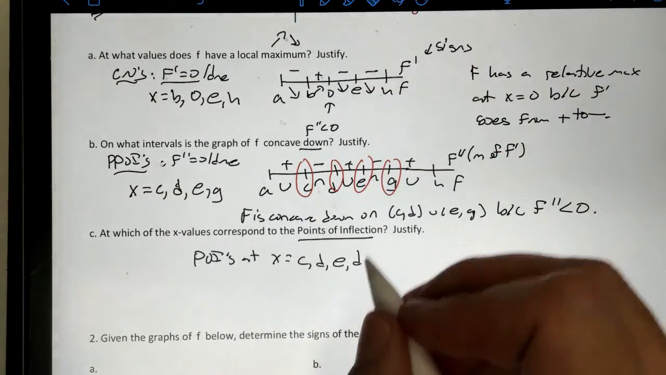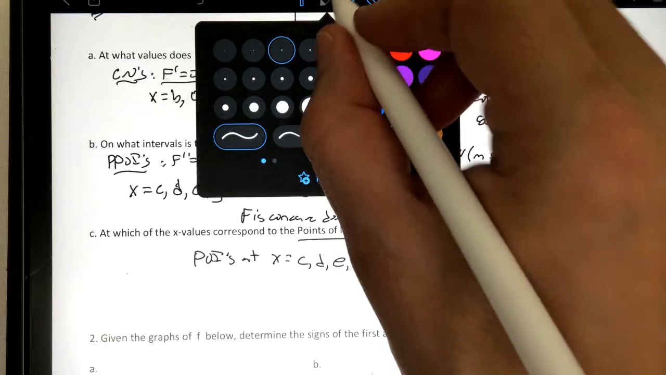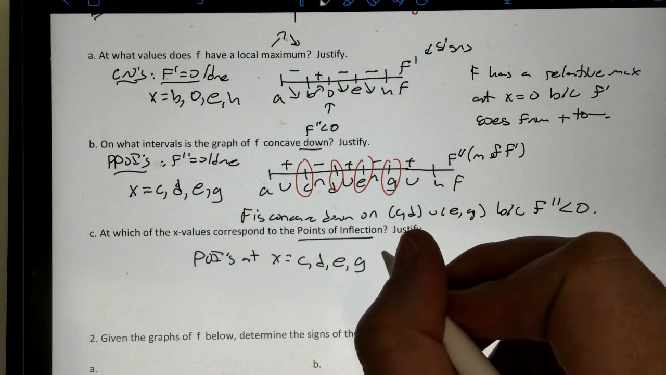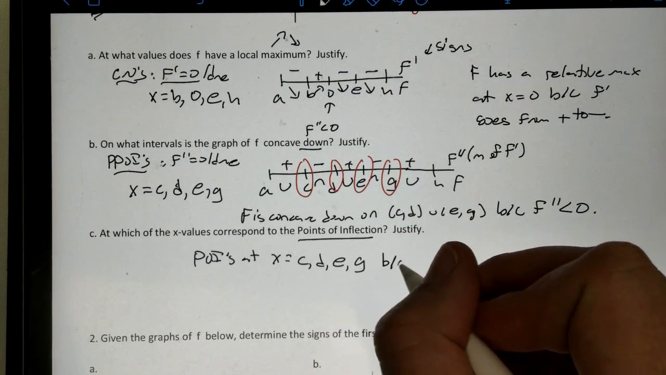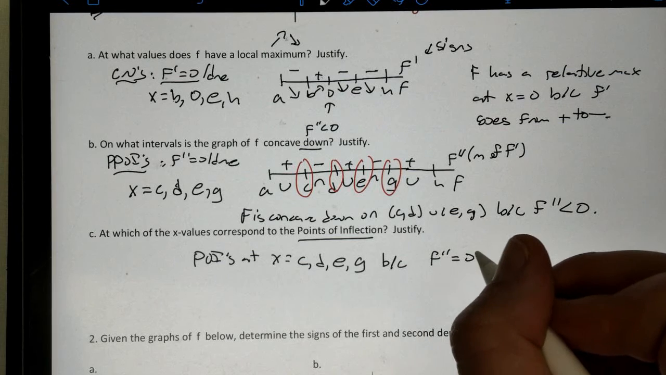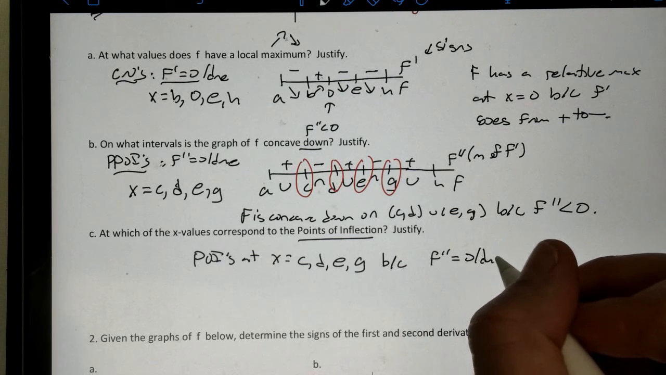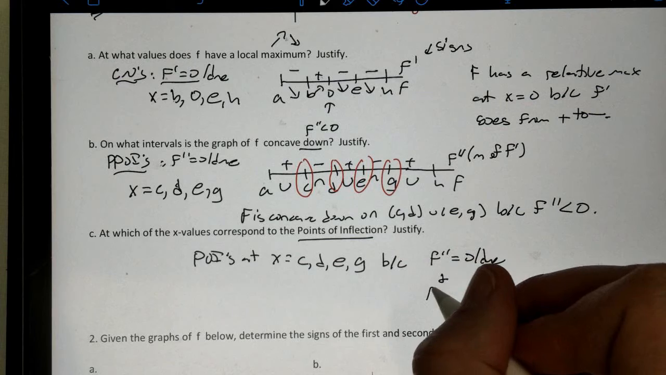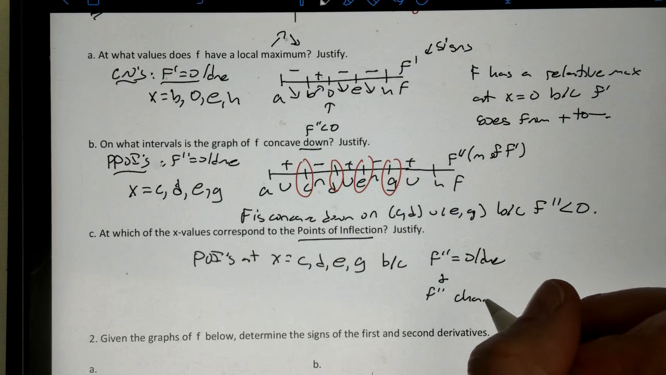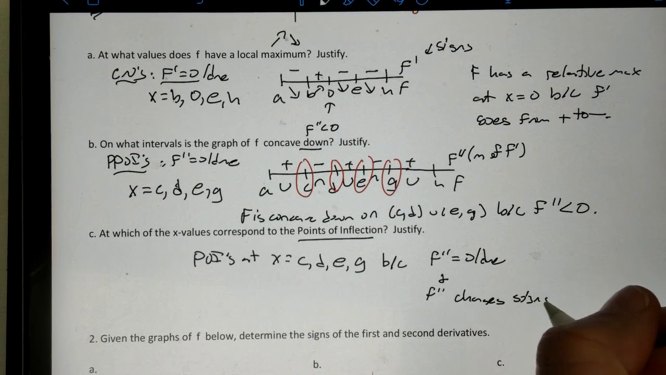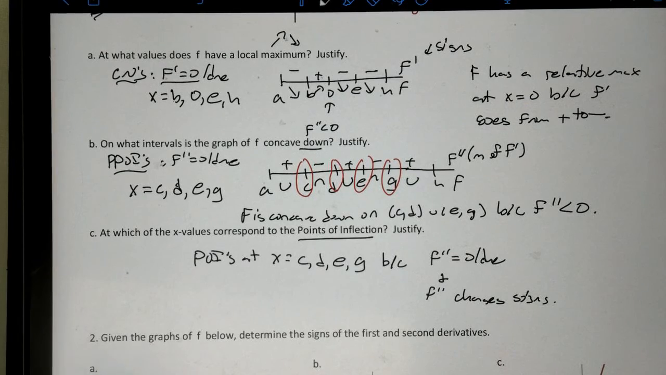What up, G? There we go. G, and that is because the second derivative is 0 for D and E, and the second derivative changes signs. Very easy to do. All right. Ooh, that was exciting, wasn't it?